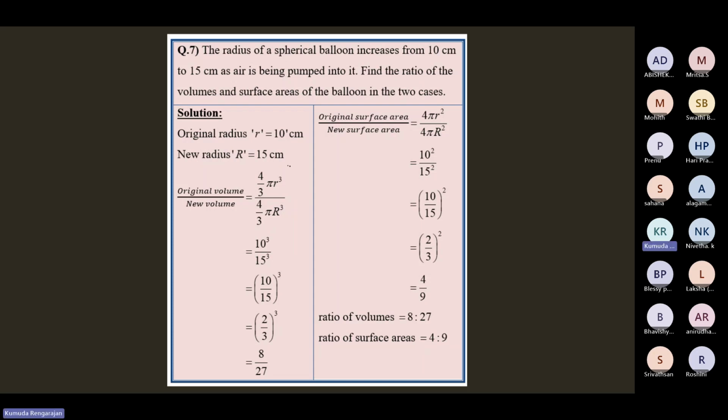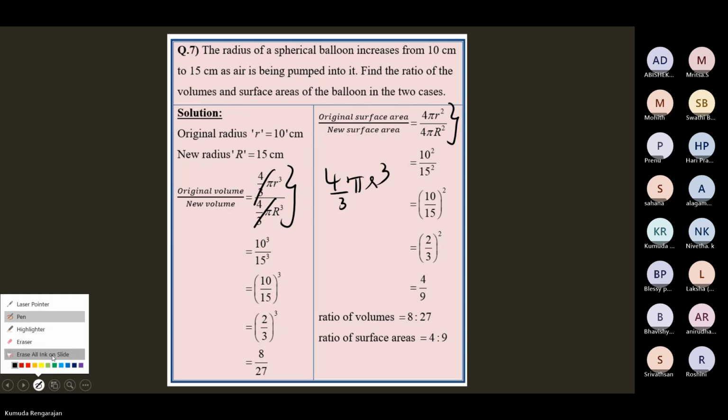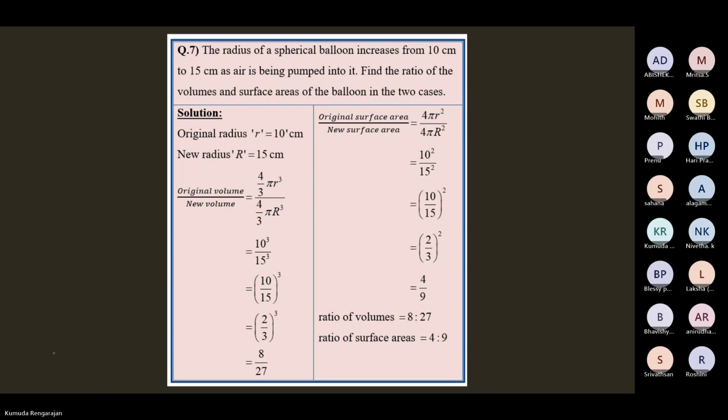I've been stressing, find the ratio directly like this. Don't find original volume 4 by 3 pi r cube. Don't find this separately. Find the ratio straight away like this. So it's easy because 4 by 3 pi, 4 by 3 pi will get cancelled.